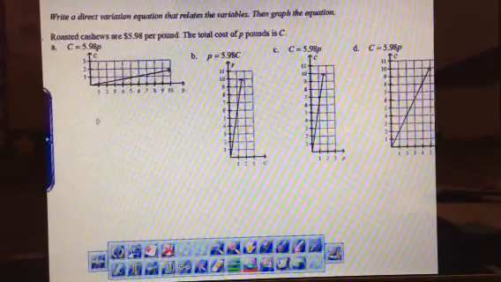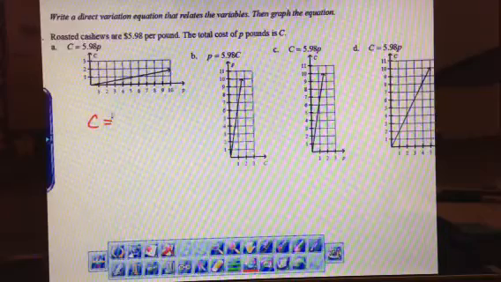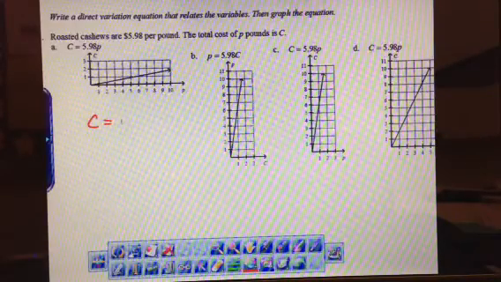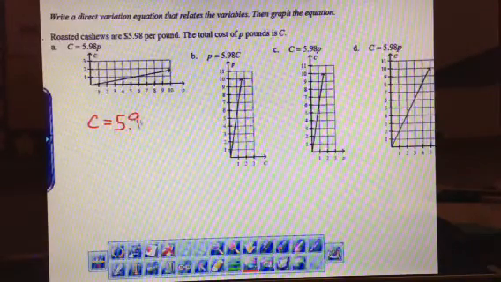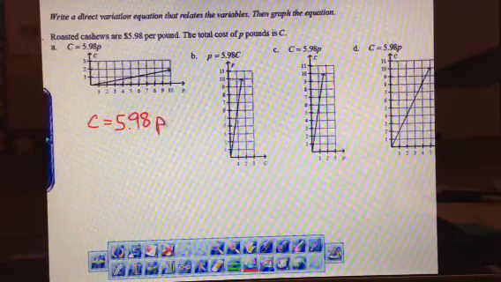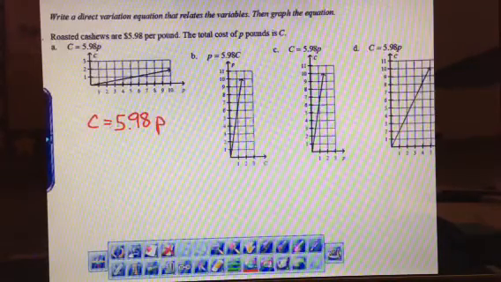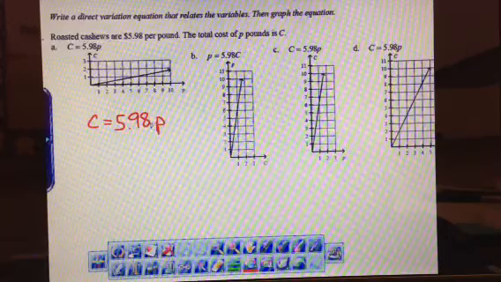So as far as writing our equation, it's C equals, how much is it per pound? Well, it's $5.98 per pound, so it's $5.98 times the number of pounds, which is P. So that's our equation that we want to go with.